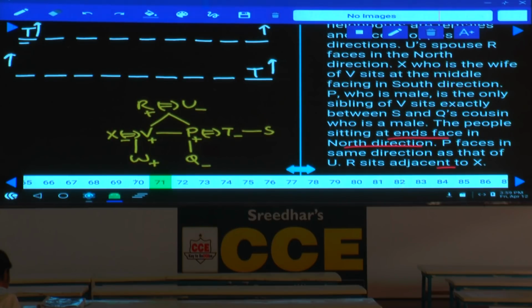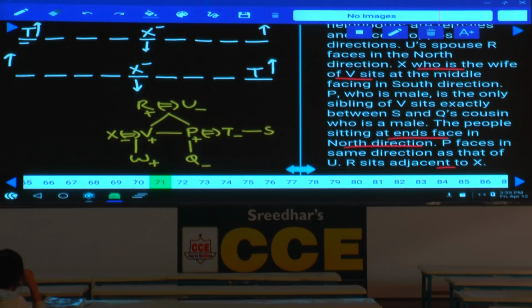Done? Then coming to this one, X is the wife of V, sits at the middle facing south. Now in this one, middle means 1, 2, 3, 4, 5, hence X must be at this place. Now this X is the wife of V, X is a female, and this person X is facing towards south. And in this case also 1, 2, 3, 4, 5, X is here. This X is facing towards south, and this X is a female.